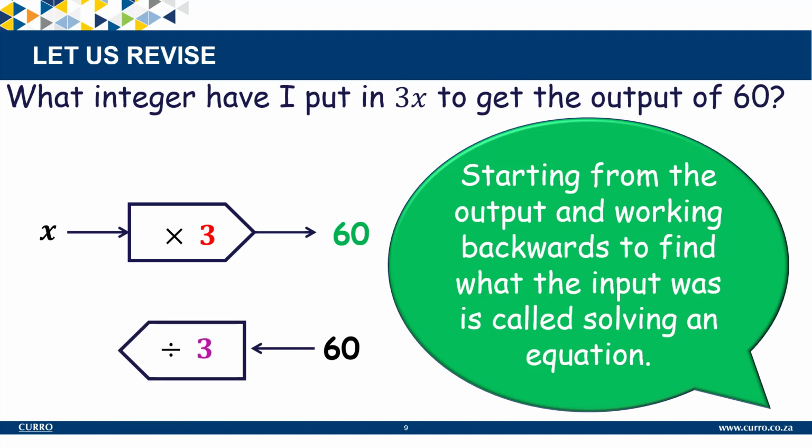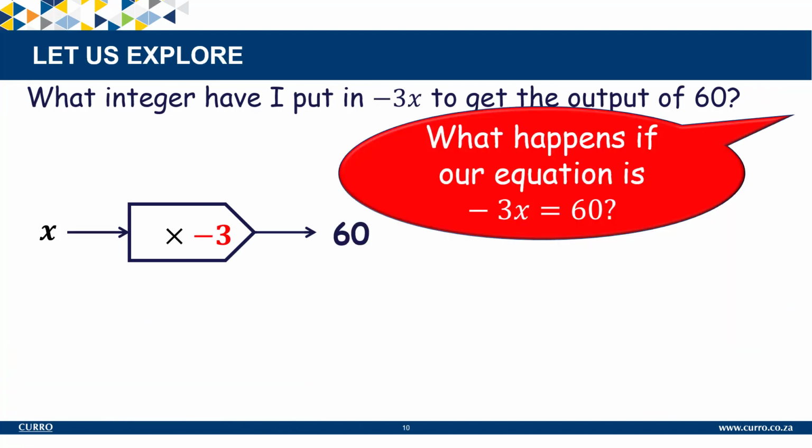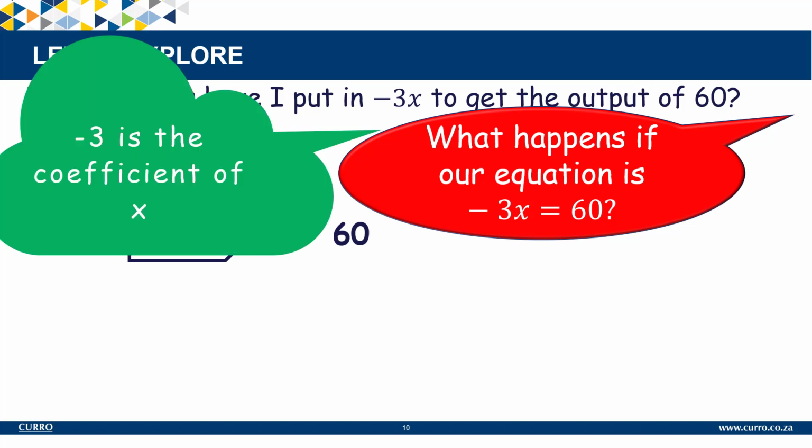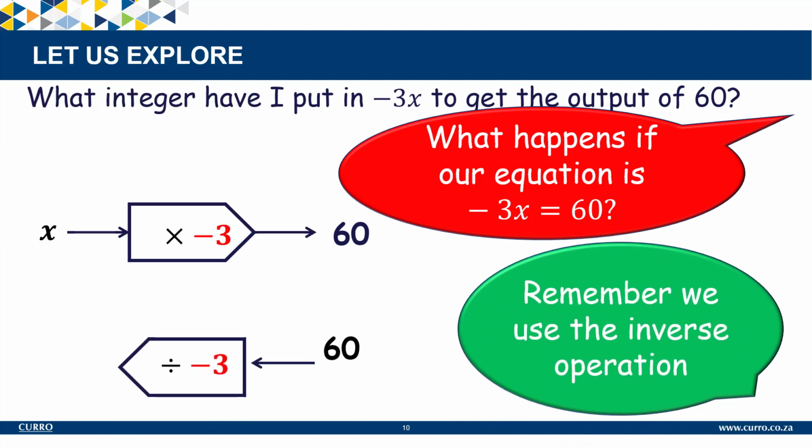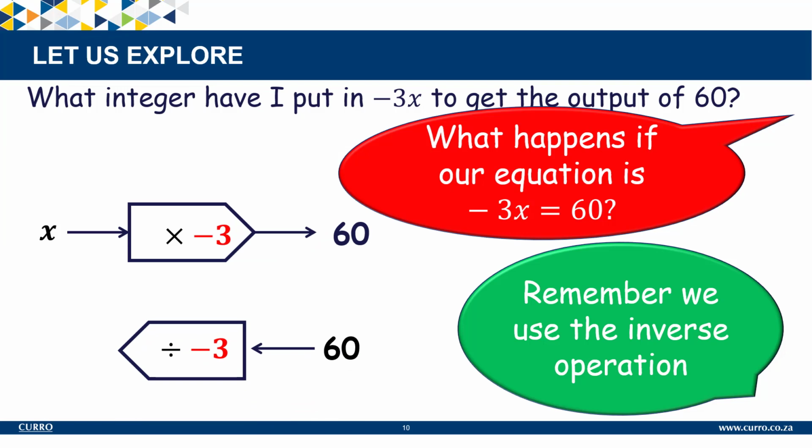Wow, that is absolutely fantastic. I love these questions. What happens if our equation is negative 3x is 60? Well, what did we do to the x? We did not subtract 3 from x because the negative 3 is the coefficient of x. We multiplied by negative 3 to get 60. So we start with our answer. We do the opposite, but be careful. We don't divide by a positive 3 because our number that we multiplied was a negative 3. So we divide by a negative 3, and that is equal to negative 20.